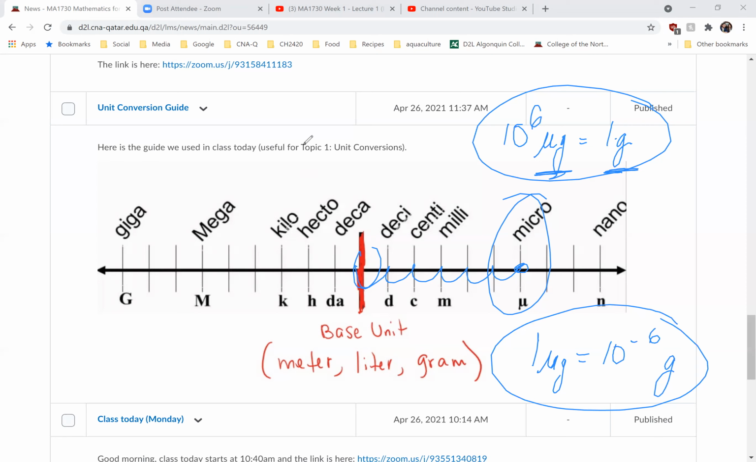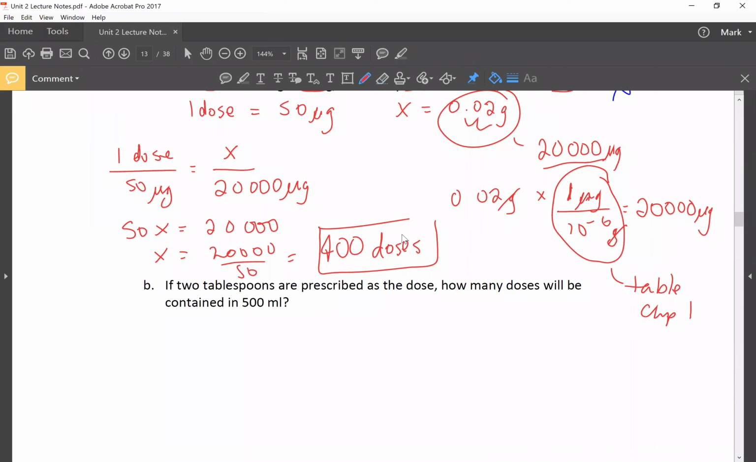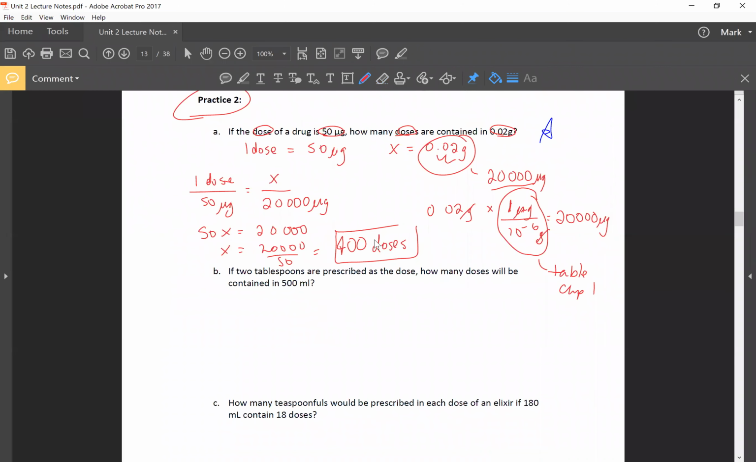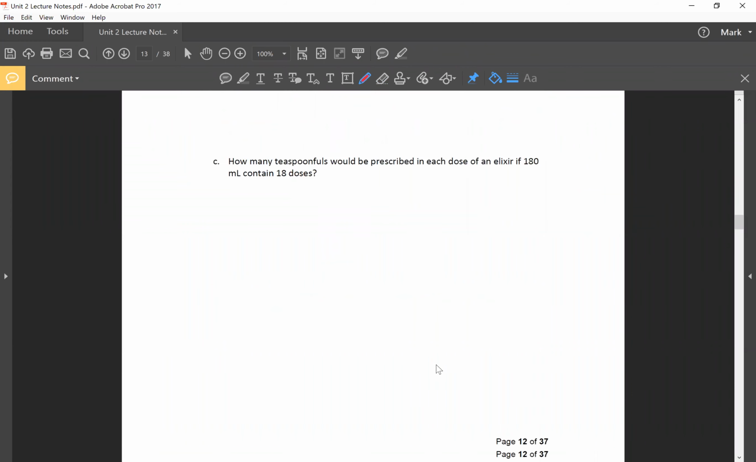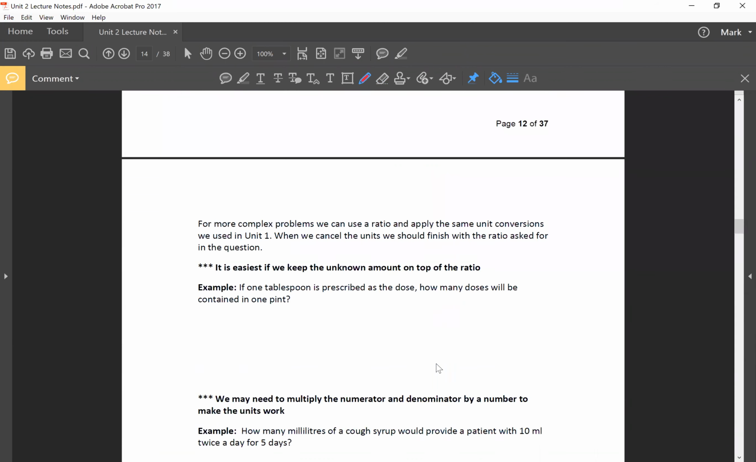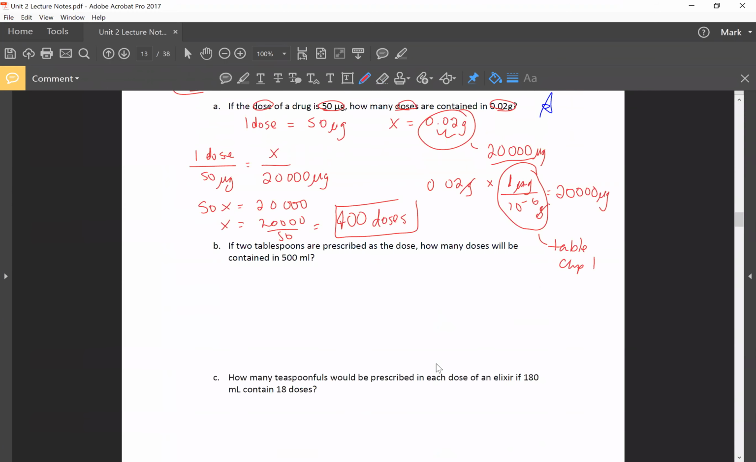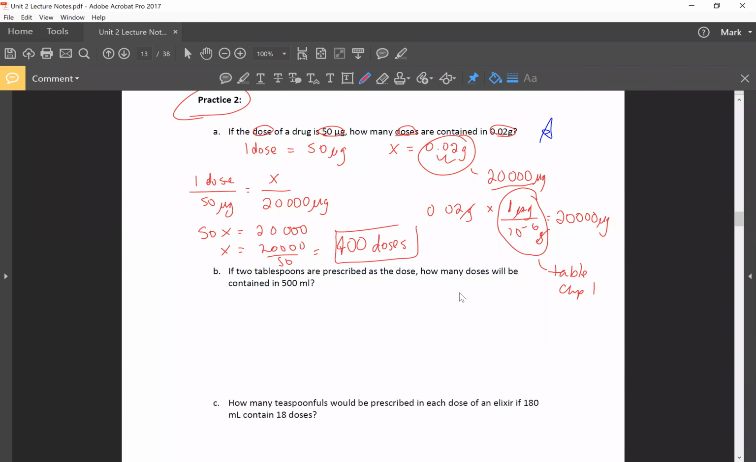All right, so why don't you guys, I'll zoom out in case you don't have your notes printed. Why don't you guys try B and C, and then we'll move on. And we're going to do a couple harder questions today, and then that'll be it. So why don't you guys try B and C, and we will move on.